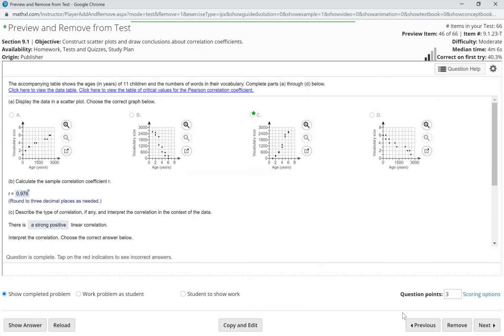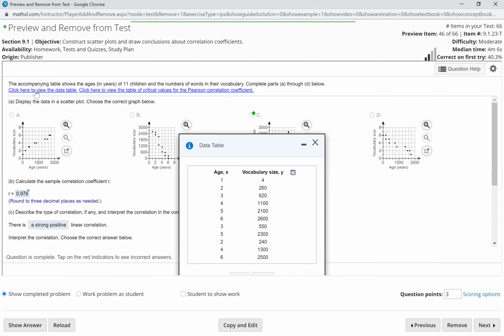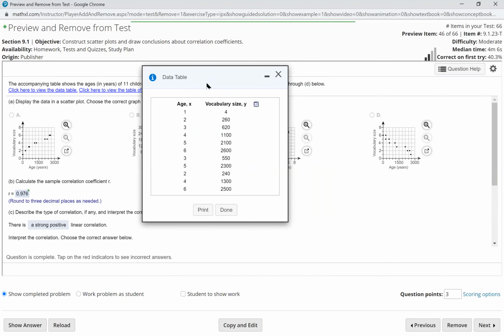Here. Click here to view the table. So you know what you have to do here. You have to put the age. Are you seeing the table that I just clicked on? Can you tell me if you see it or not? Oh, good. I didn't know that you could see the table. So the age should go to L1. The vocabulary size should go to L2.